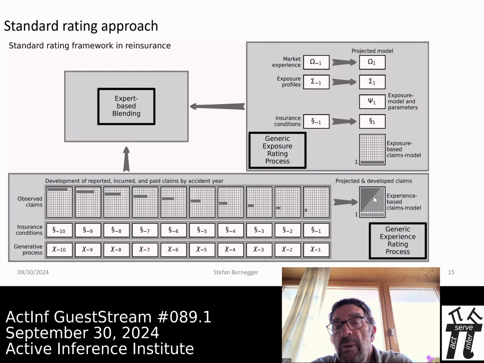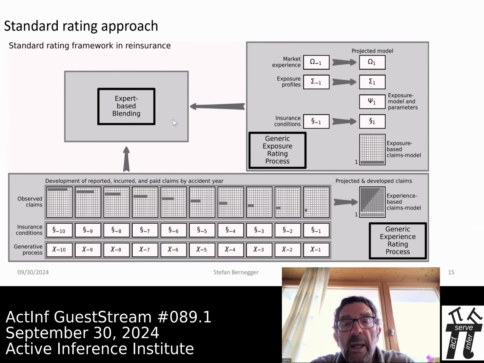Now what you need to do is take this triangle and project it to the end and see what the end of this thing is. As I said, a lot of underwriting assumptions go into these fundamental steps, and this is the experience-based approach. In the case of exposure rating, you take the information which is available normally at minus 1. So the market experience, the market models, the exposure profiles, insurance conditions, you project everything to the cover period, and you apply your model, and you get an exposure-based result. And then you take the two, you blend them, and that's then the result.